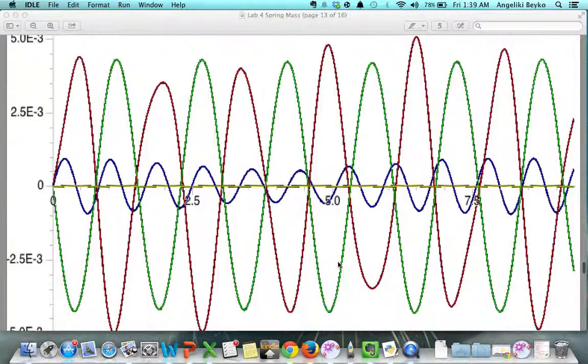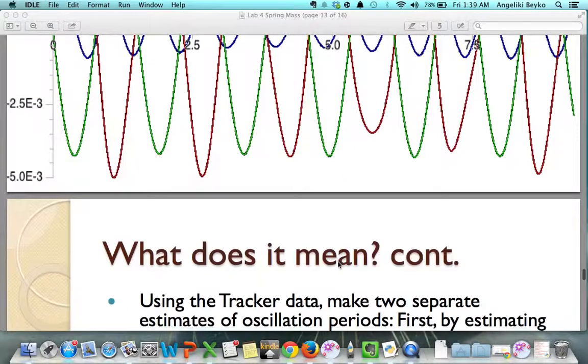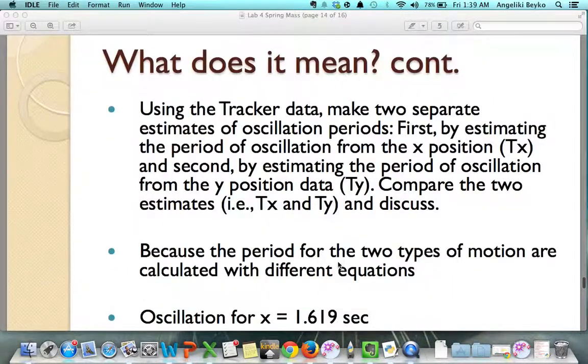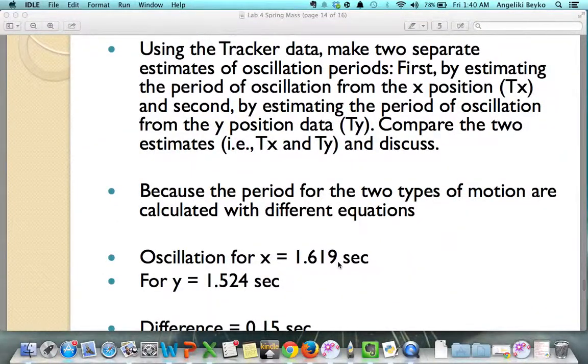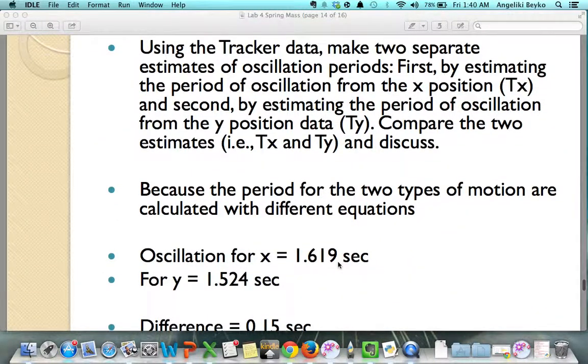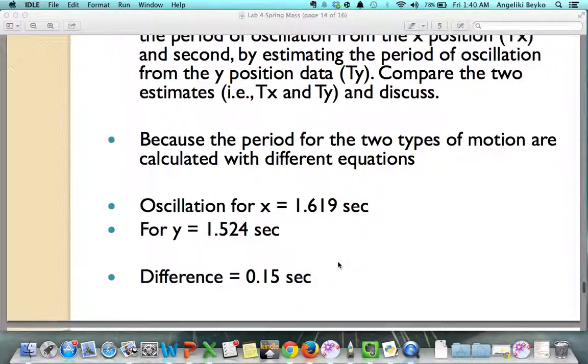So this is the graph again. Using Tracker data, compare the two estimates for the observed and model oscillations. The oscillation period for X is 1.619 seconds, for Y is 1.524 seconds. The difference is 0.15 seconds between the two oscillations.